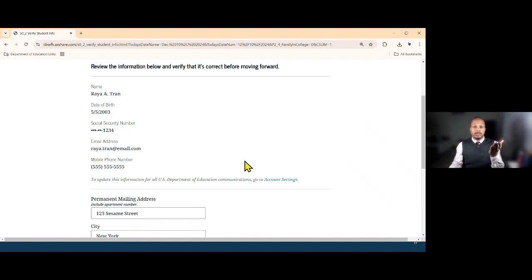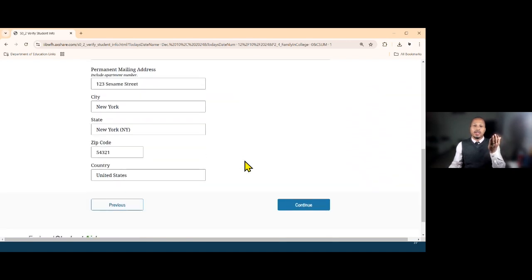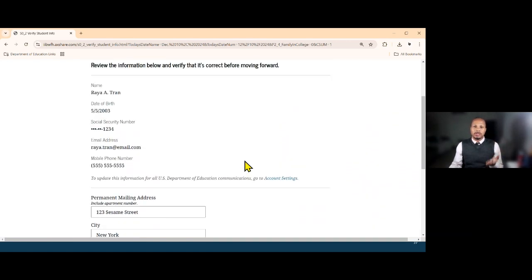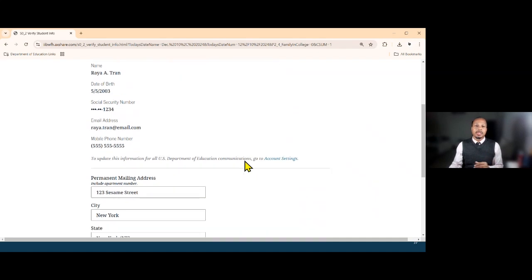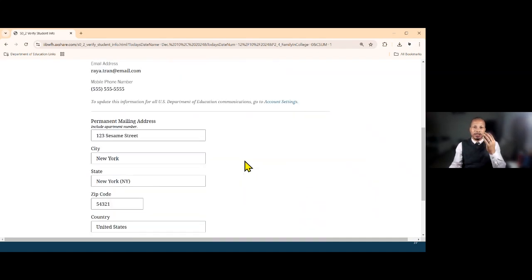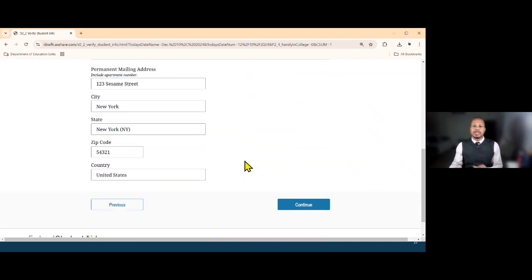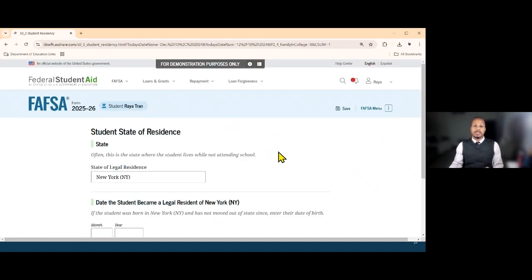And when you're looking at their screen now, you're just verifying the information on your screen. You're trying to make sure everything is correct. So you want to check different things such as your contact information and your mailing address. Just make sure that is correct, because that's also going to show up on your FAFSA form. So you want to make sure all of it is correct. So you're going to go ahead and hit continue.